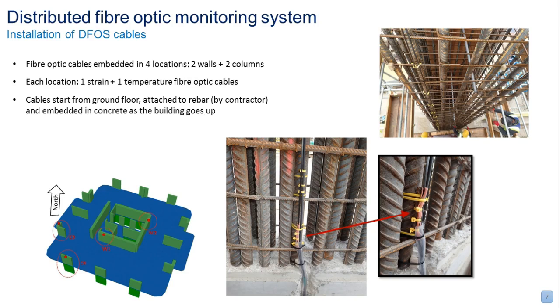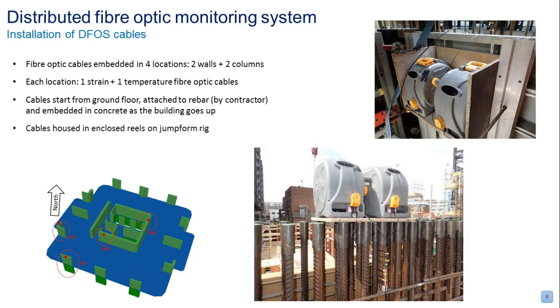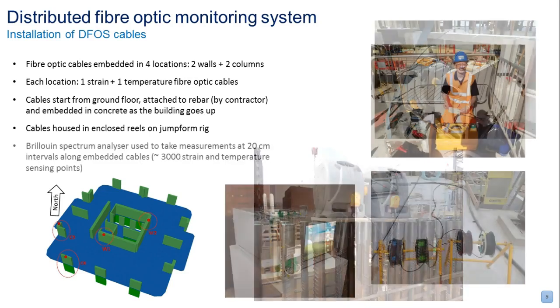We attached the cables to the bottom of the rebar at the ground floor, and from then on we trained the contractors' operatives to install the cables as the building rose. We prepared enough cable length to go up to the top of the building in each of those locations inside cable reels, to make it simple for the operatives to unreel the cable as the building rose level by level. And those cable reels were incorporated within the jump form rig of the tower.